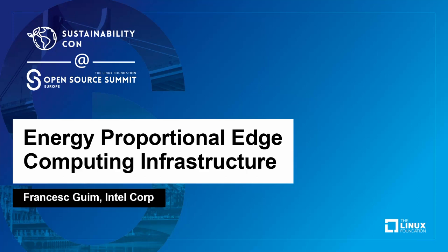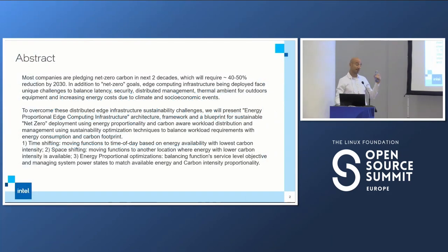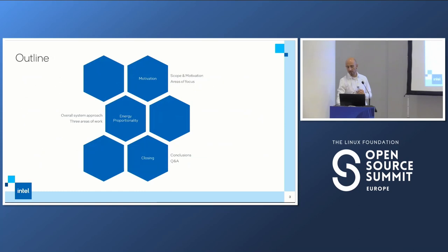What we're going to be talking about today is energy management at scale, and a little bit on the pathfinding that myself and the team were doing in the network and edge division of Intel in the CTO office. I'm going to skip the abstract, but you can access it through the site.